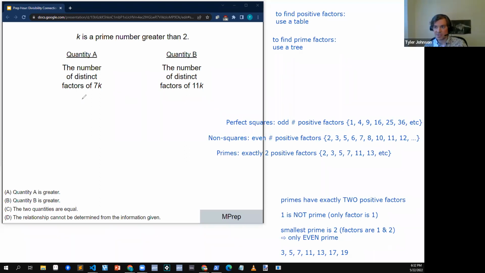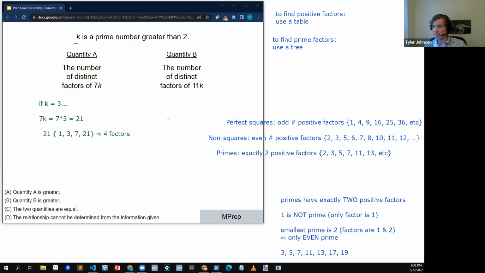So I would approach this one by testing some cases, picking some values for k. So k has got to be a prime number greater than 2. So the least value k could be is 3. Let's test that out. If k equals 3, then 7k is going to be 21. And how many factors does 21 have? We could have 1, 3, 7, 21.